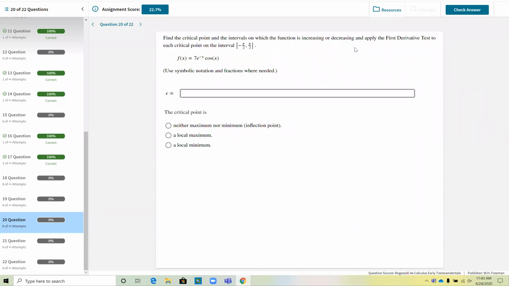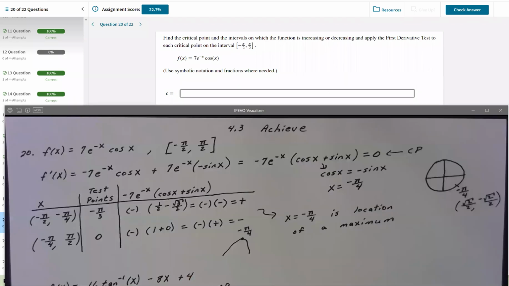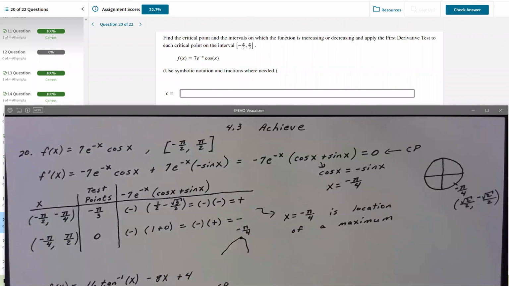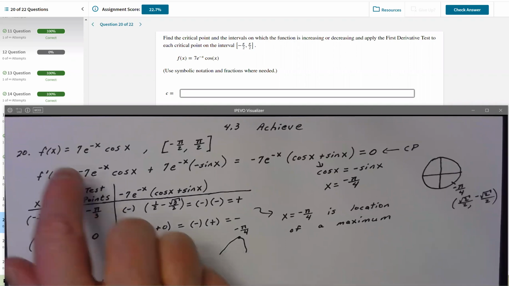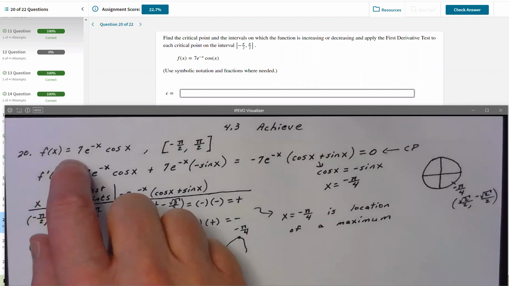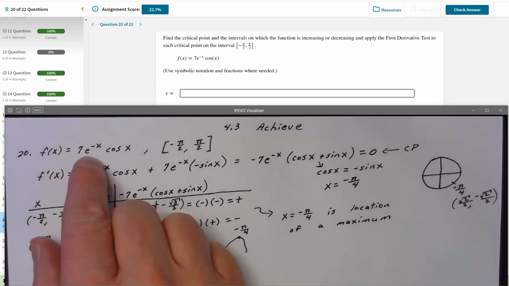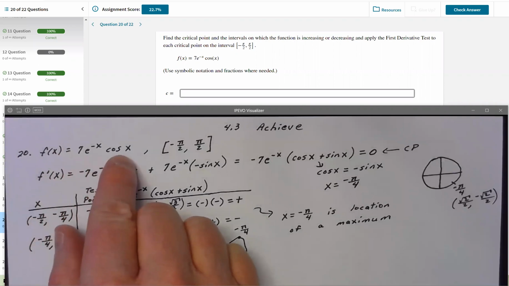Hey guys, let's take a look at a couple of problems here in section 4.3. We had questions on number 20 and 21. So I already have 20 here on your screen. And when I saw this problem, this is how I thought about working it out. So the function in this case was 7e to the negative x cosine x.